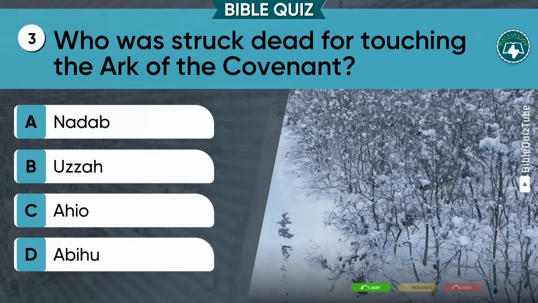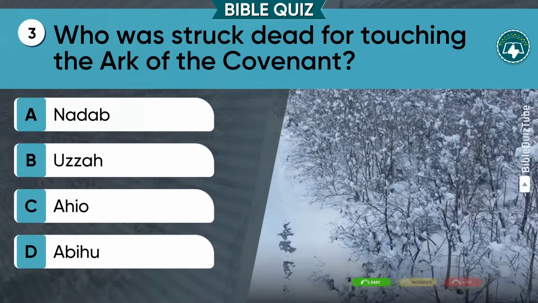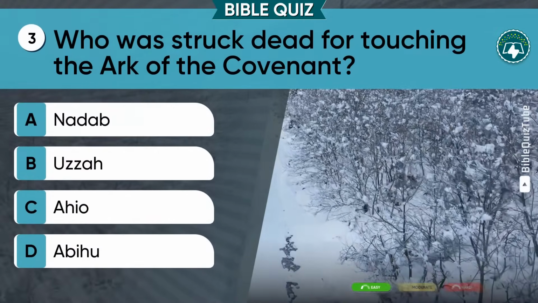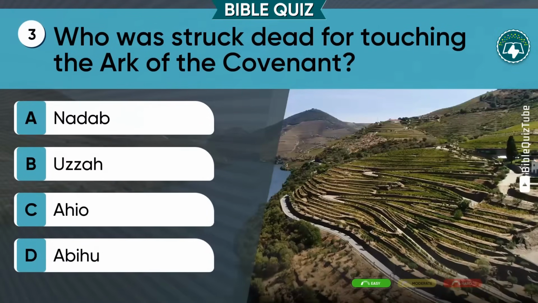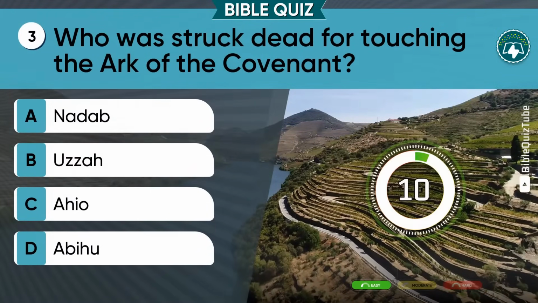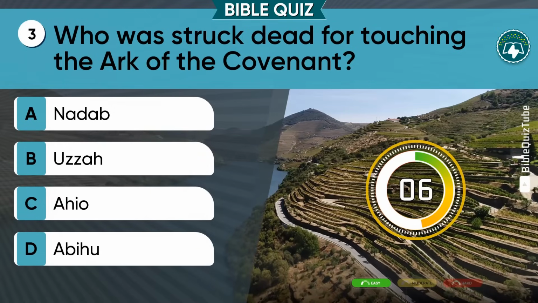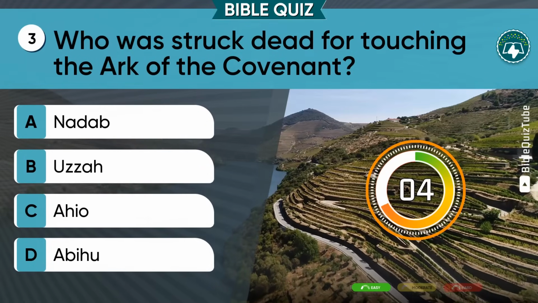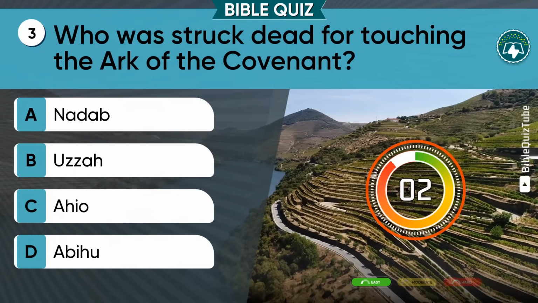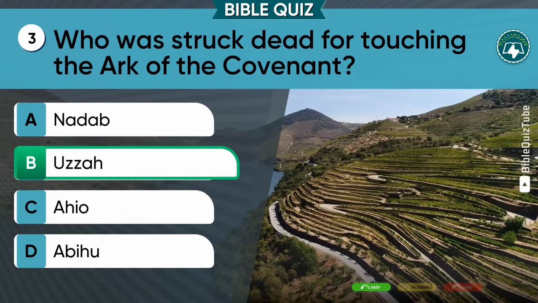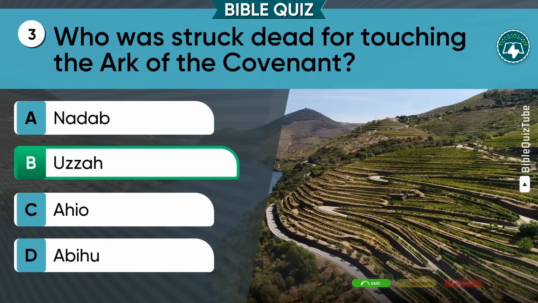Question 3. Who was struck dead for touching the Ark of the Covenant? A. Nadab. B. Uzzah. C. Ahio. D. Abihu. B. Uzzah is the correct answer.